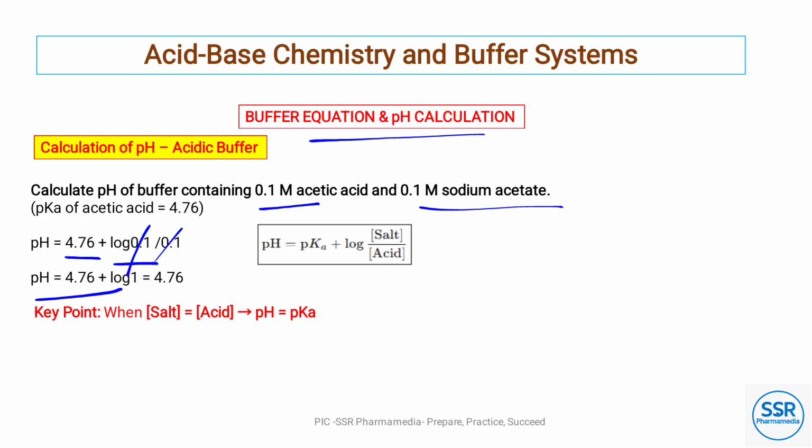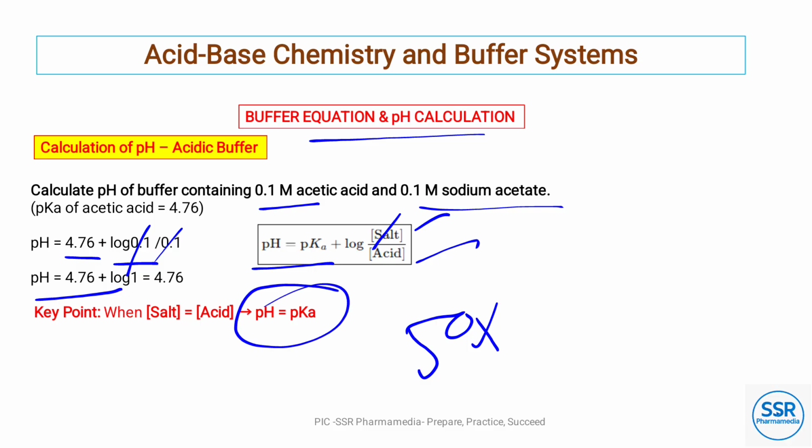That means at the 50% neutralization point, the salt divided by acid is equal. So that's 0.1 divided by 0.1. Both will get cancelled and then only pH is equal to pKa. So pH is equal to pKa.